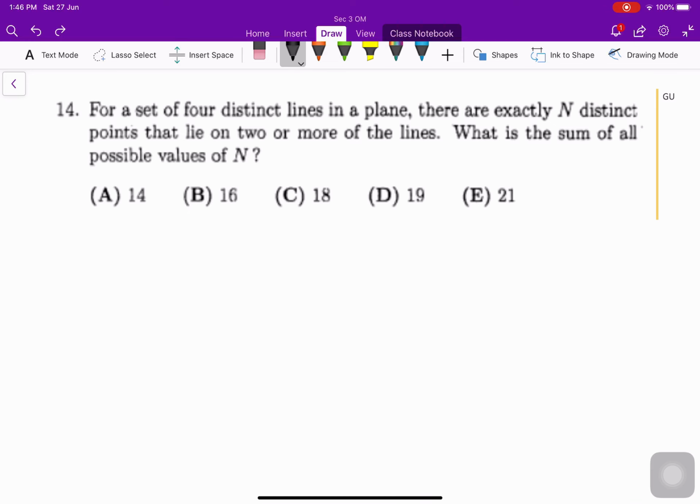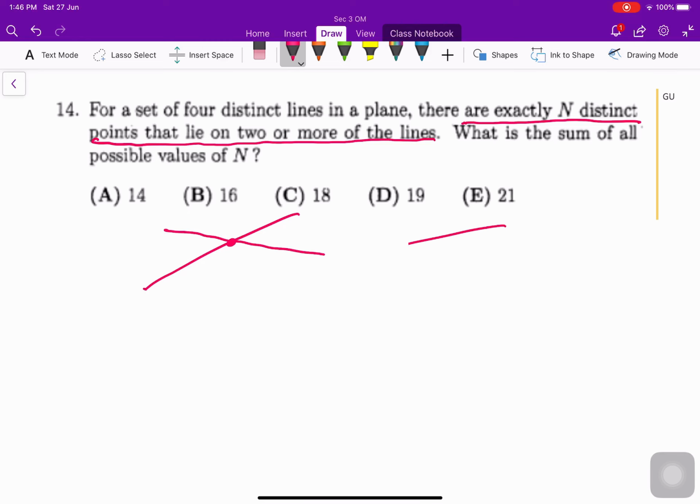Okay, I think for this question, you need to understand this phrase: there are exactly n distinct points that lie on two or more of the lines. In this case, can you see that for two lines, when they intersect, they will have a common point. This is the point that they refer to. That means this particular point lies on two of the lines. Let's say there are three lines in total. Then this point lies on two lines, and this point lies on two lines.